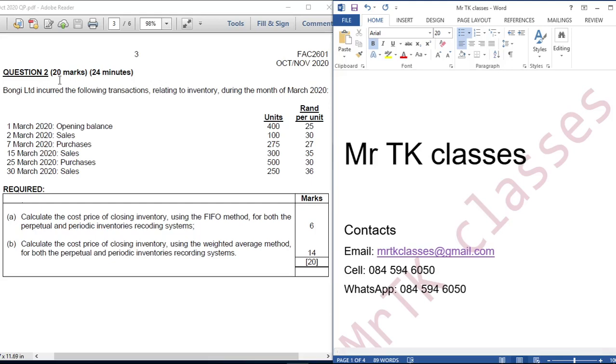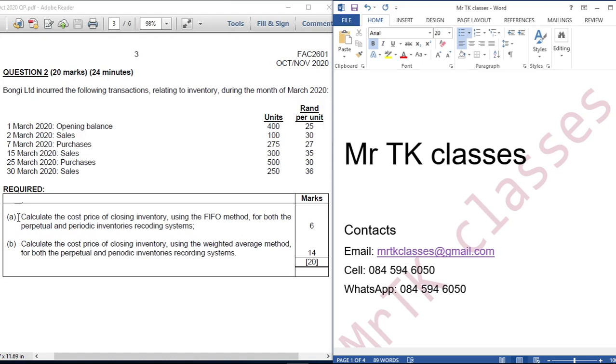So we are doing question 2 from FSC 2601, October or November 2020 UNISA question paper. The question reads, Bongi Limited incurred the following transactions relating to inventory during the month of March 2020. 1 March 2020, opening balance. Right, these are all the transactions.